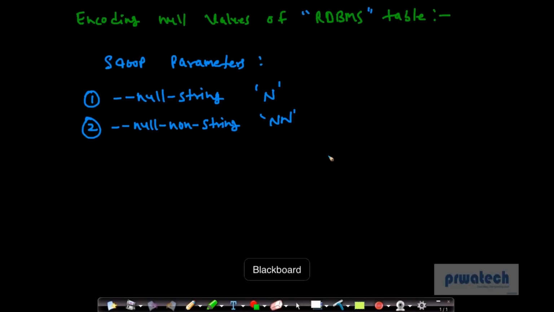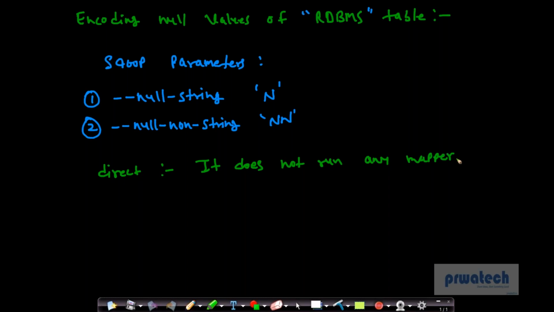After the null handling query, there's another parameter called direct. Personally, I have not used this direct option much, but Sqoop has provided it. What direct does is it does not run any mapper internally. By default, one mapper is there, and the whole record will go to just one mapper. So it's like -m equal to 1.